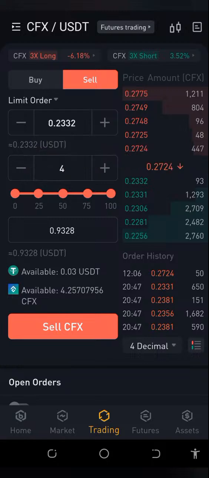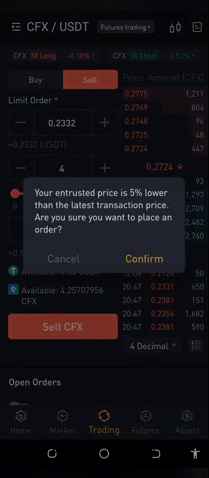But anyways, I've got $1 here and I'm wondering what I'm going to do with it. All right. So probably I'll just have to change it, and then let it just sit there till I have another trade to come in here, right? So let's see whether this is going to go. Oh, what did it say? Your entrusted price is 5% lower than the latest transaction price. Are you sure you want to place an order?